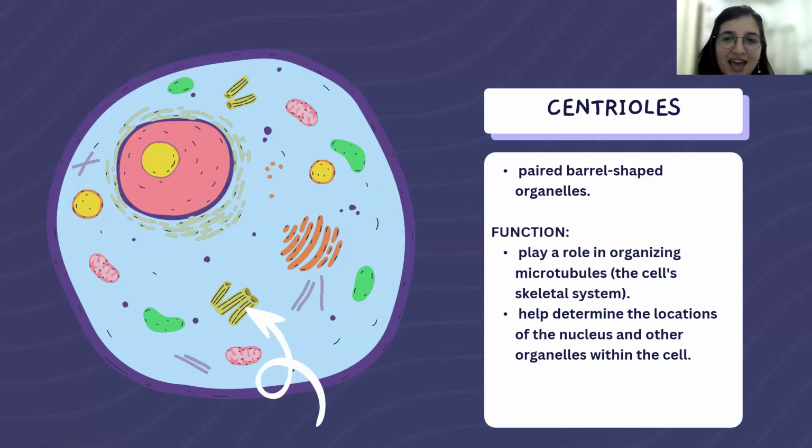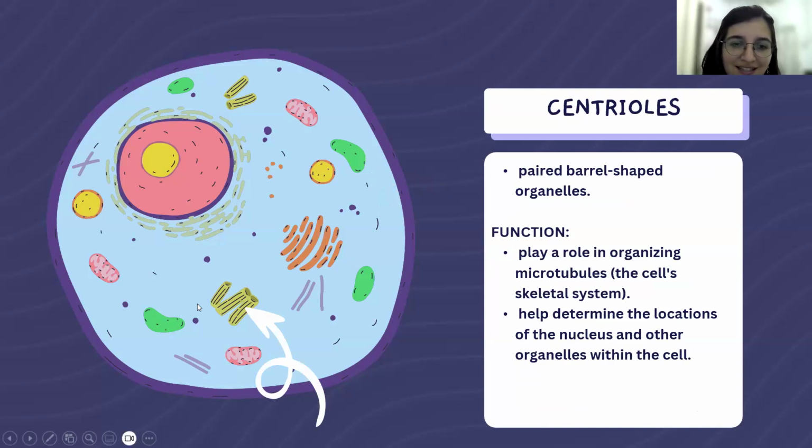Okay, next we have centrioles. Centrioles are paired barrel-shaped organelles, and you will only find these in animal cells. So they play a role in organizing microtubules, and microtubules are like the skeleton of the cell. It holds the cell structure together inside the cell.